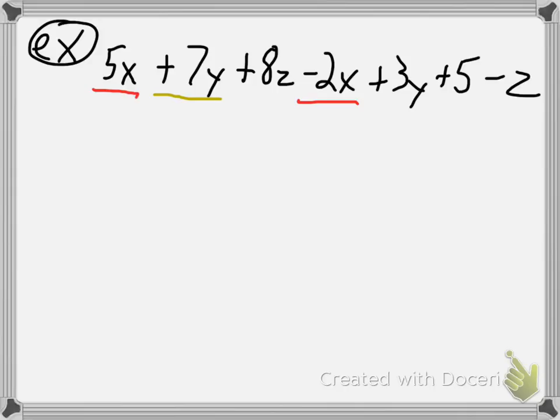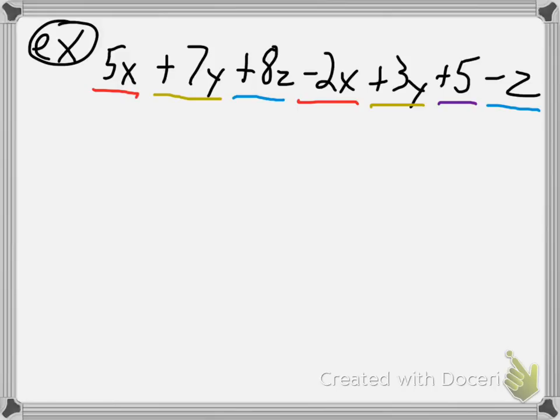I have a plus 7y and a plus 3y. Those can be grouped together. Anything else? So a plus 8z and a minus z. And then a plus 5 all by itself.